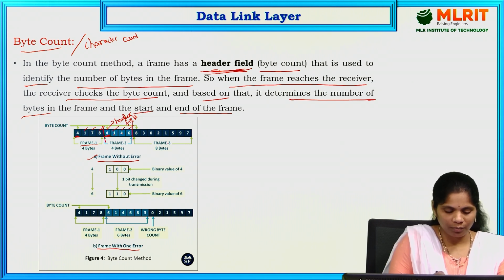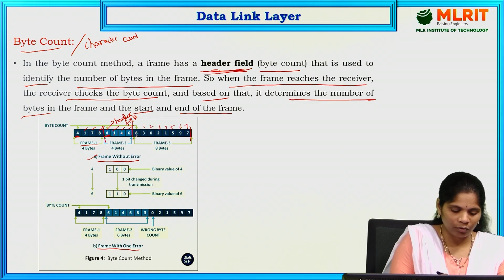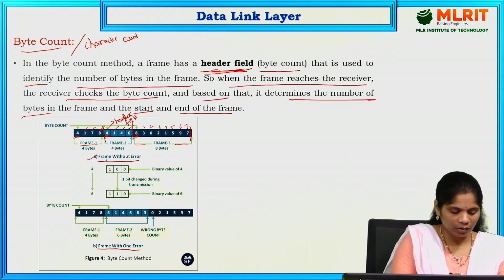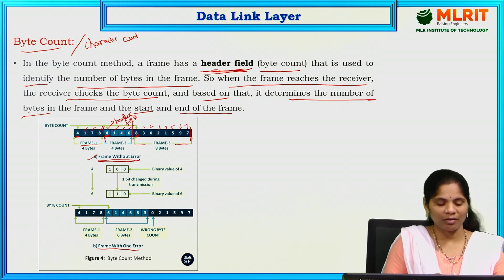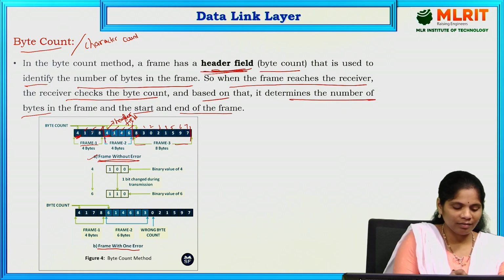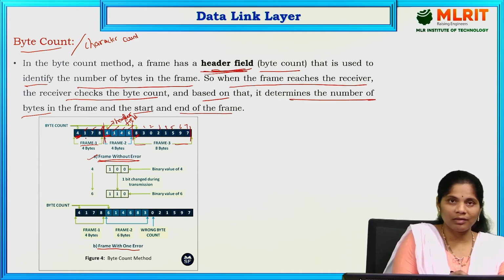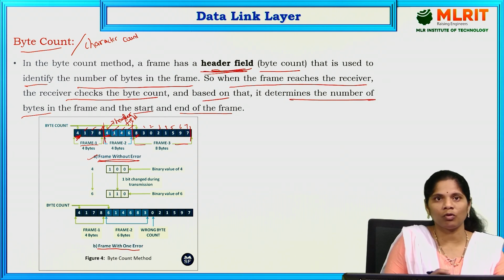Coming to the next frame, how many bytes are there? 1, 2, 3, 4, 5, 6, 7, and including the header, 8. In total it has 8 bytes. Like that the frame is divided. There are no errors in these frames, so it is the frame without error. The header field tells the total length of the frame: 1, 2, 3, and including this, 4. Like that it is understood.